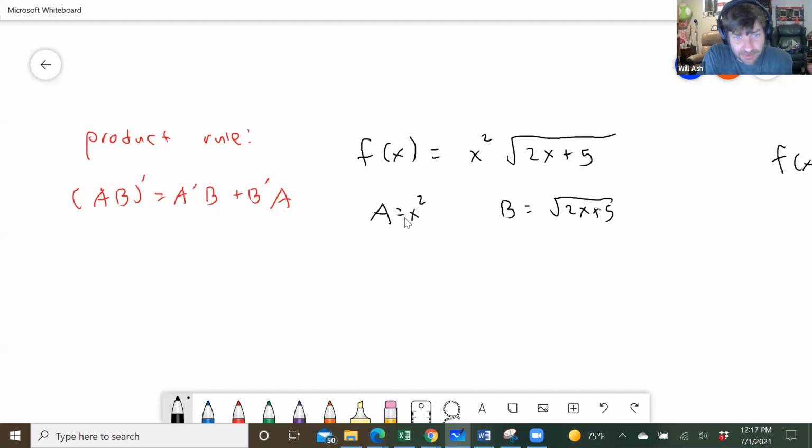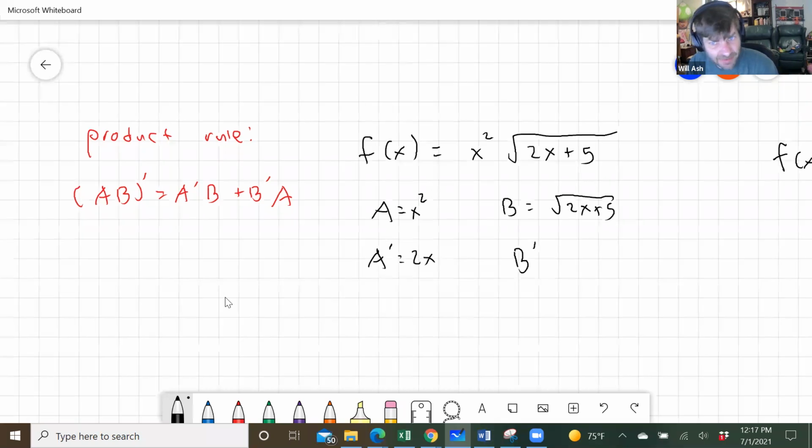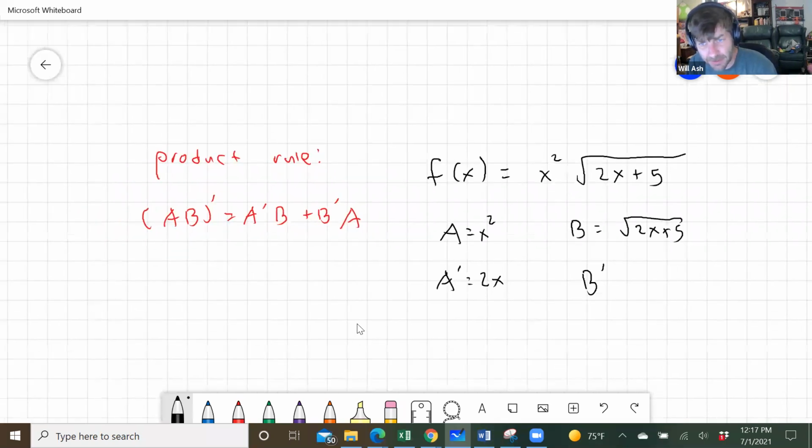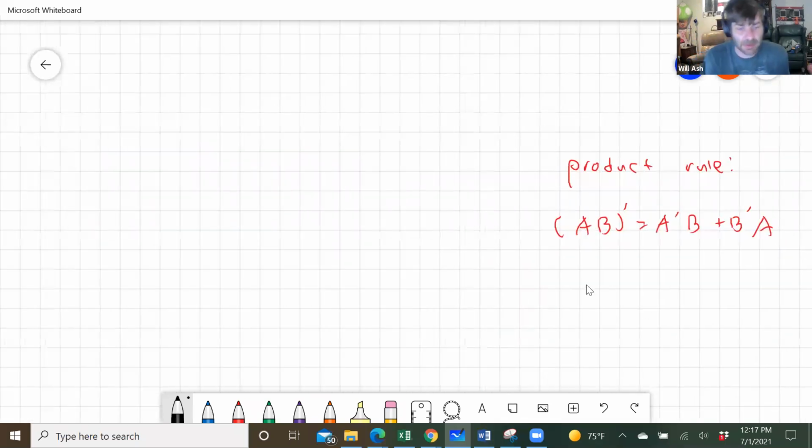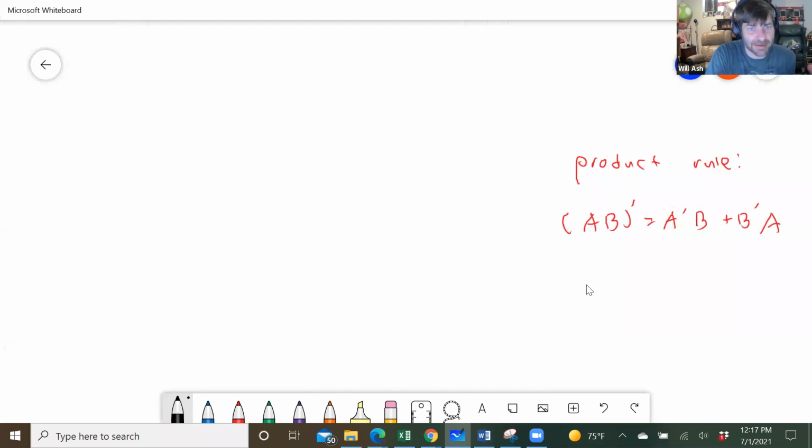All right, so you can see from this formula, I'm going to need an A prime, which I got right here. And I'm going to need a B prime. Now that's going to involve the chain rule. So I know you were having a couple of questions with that a little bit earlier too. So let me just kind of explain this over here to the side. So I'm looking to find the derivative with respect to x of square root 2x plus 5.